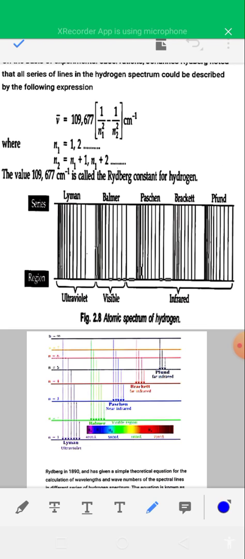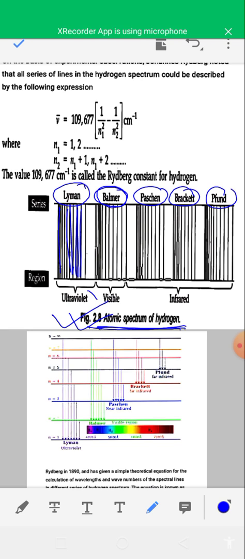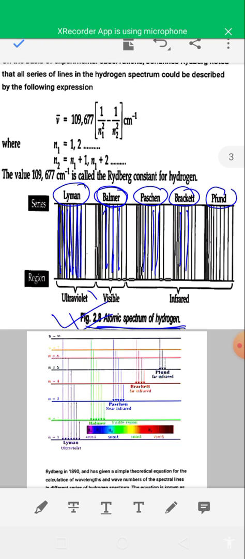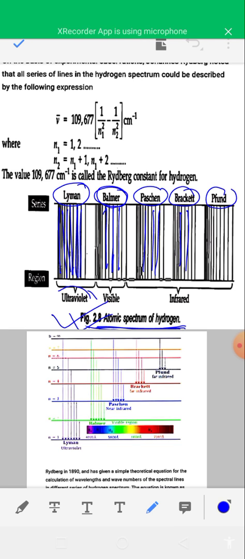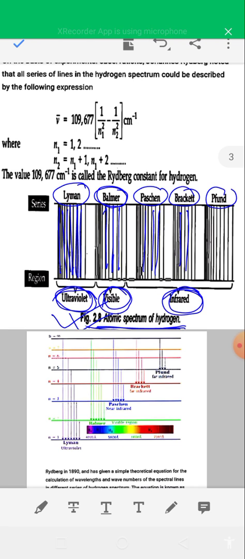So this is the atomic spectrum of hydrogen, and in it you will get different series: Lyman series, Balmer series, Paschen series, Brackett series, and Pfund series. Each series consists of a number of lines. The Lyman series is found in the ultraviolet region of light, and the Balmer series is found in the visible region of light. The Paschen, Brackett, and Pfund series are found in the infrared region of light.